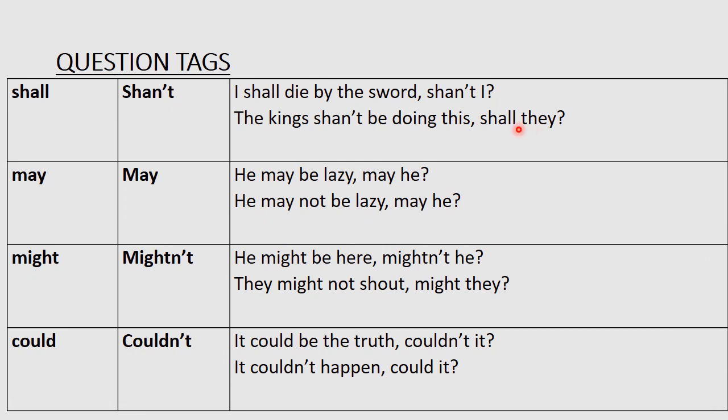So when the noun is in its plural form, we have to use they. May does not change to anything. May never changes. He may be lazy, may he? He may not be lazy, may he? So strange. Might changes to might not or mightn't. He might be here, mightn't he? They might not shout, might they? Could changes to couldn't. It could be the truth, couldn't it? It couldn't happen, could it?